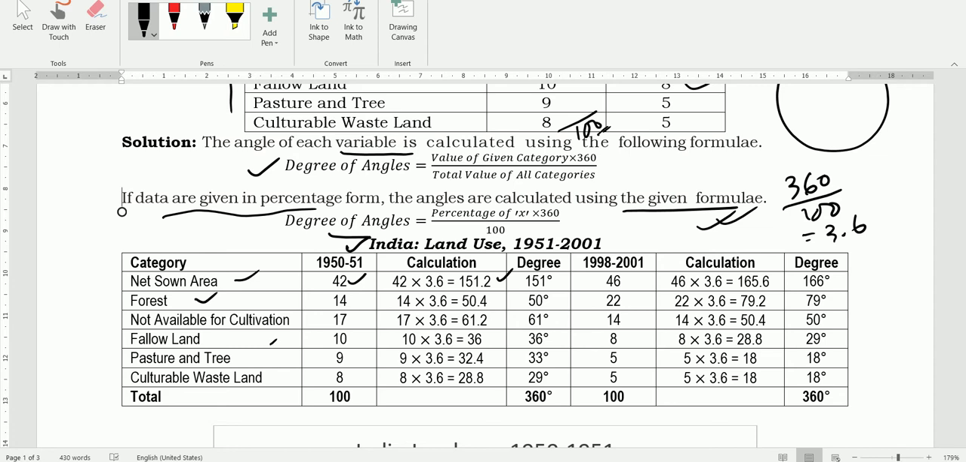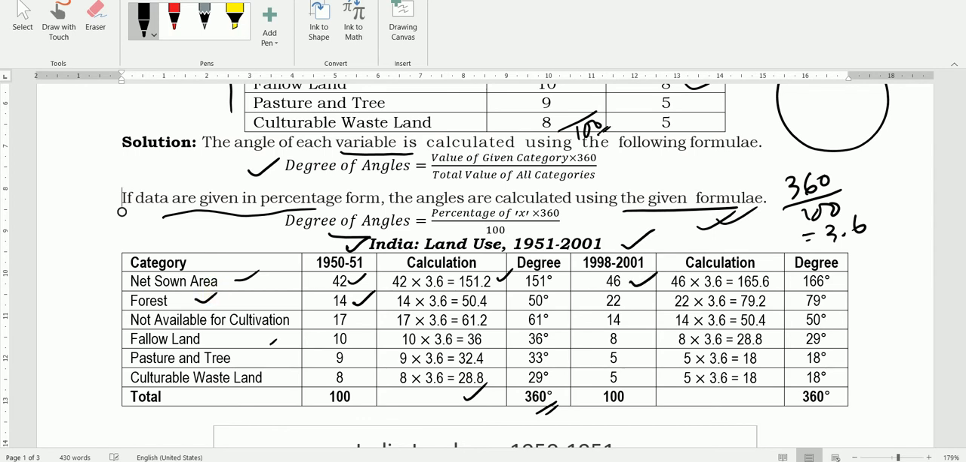Likewise, for the area under forest, we have 14. 14 multiplied by 3.6, since 360 divided by 100 is equal to 3.6. In this way we have to calculate up to the end, and here we need rounding of this calculation, so that we may get 360 degrees, a complete circle. Likewise, for 1998-2001 it is also calculated here.